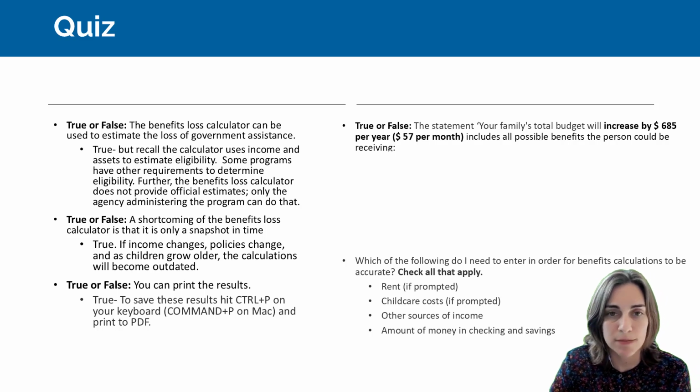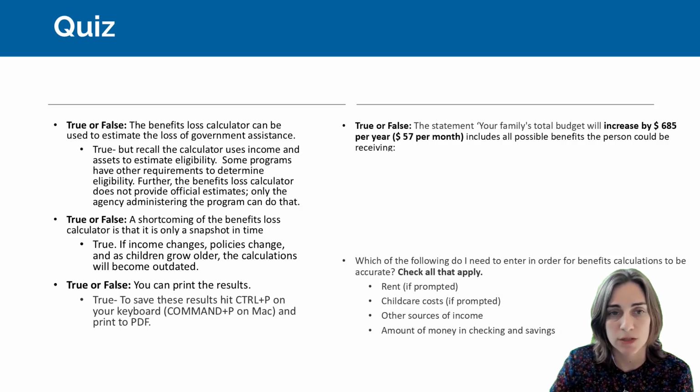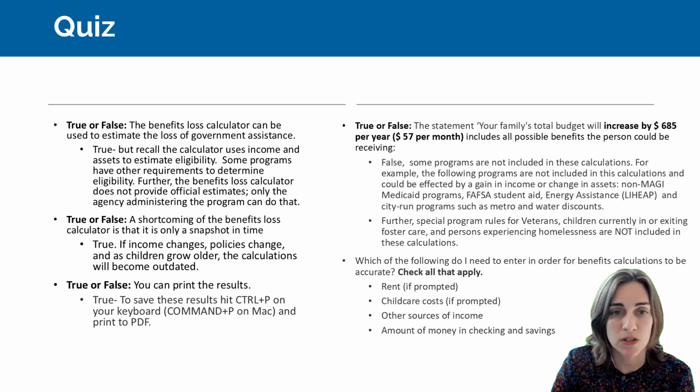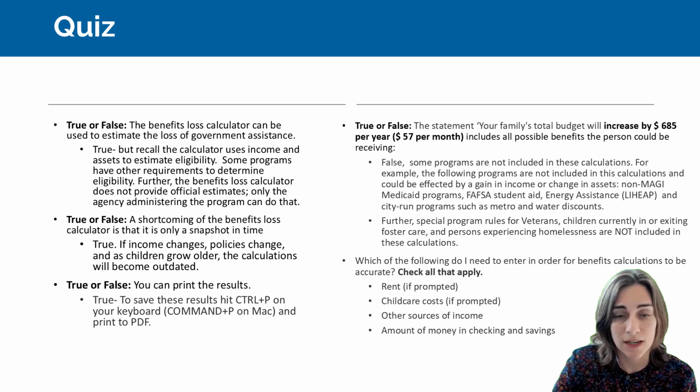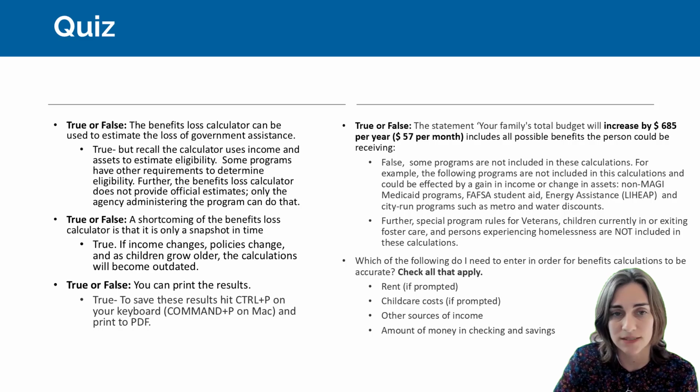True or false? The statement, your family's total budget will increase by $685 per year or $57 per month, includes all possible benefits the person could be receiving. False. Some programs are not included in these calculations. For example, the following programs are not included and could be affected by gain in income or a change in assets: non-MAGI Medicaid programs, FAFSA student aid, energy assistance, and city-run programs such as Metro and water discounts. Further, special program rules for veterans, children currently in or exiting foster care, and persons experiencing homelessness are not included in these calculations.